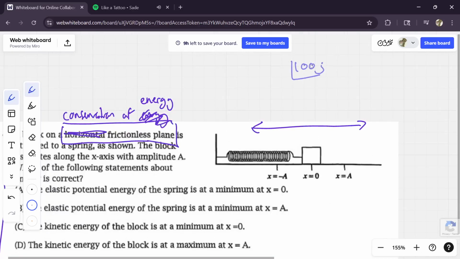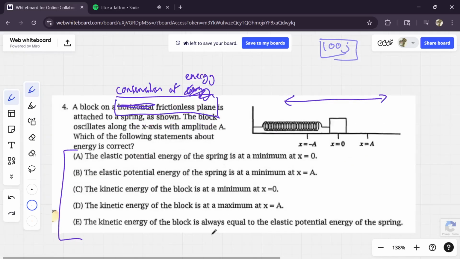So 100 joules of force, and it's up to us to allocate and see how much of that force is elastic force and how much is kinetic force at each of these individual spots. Because the answers are just asking us, at x is equal to zero, at x is equal to A, how much of so and so energy is there? It's kind of just saying, at x is equal to A, the elastic potential energy is at a minimum. At x is equal to zero, the elastic is a minimum. So you have to see, based on what they're asking us to solve for, that being elastic and kinetic, how much of both of those are at every point.